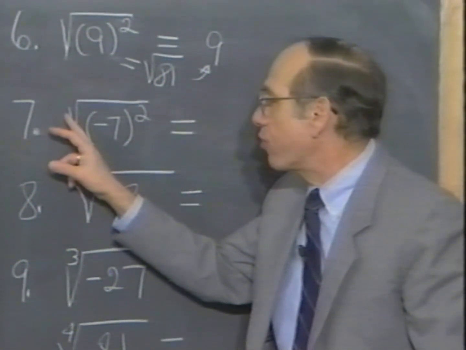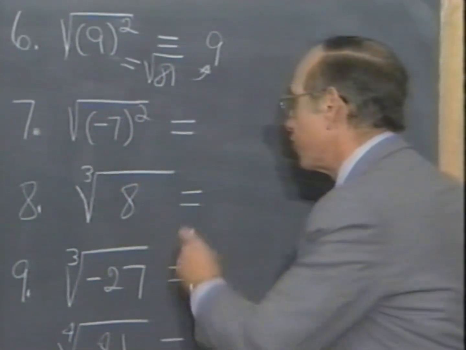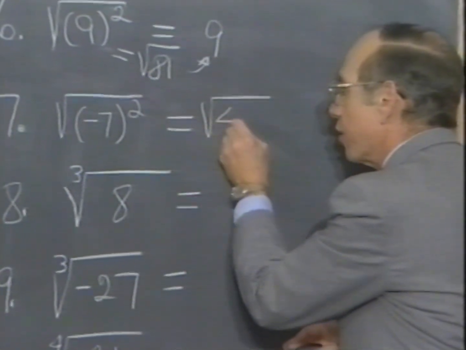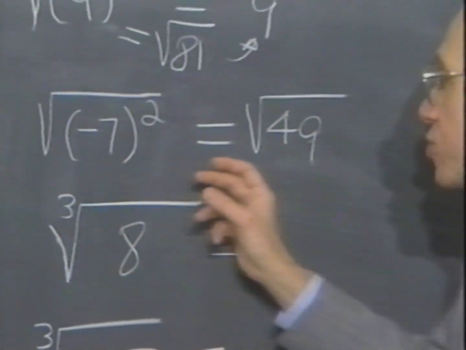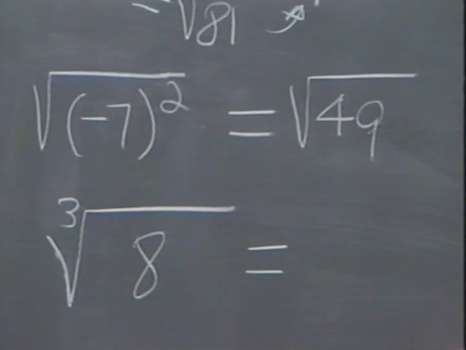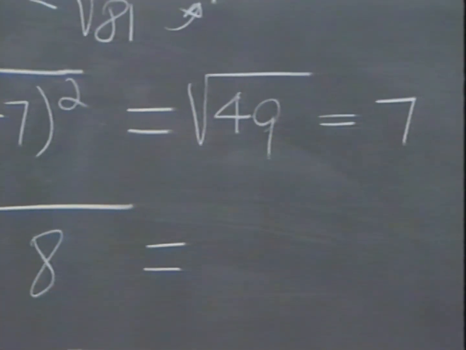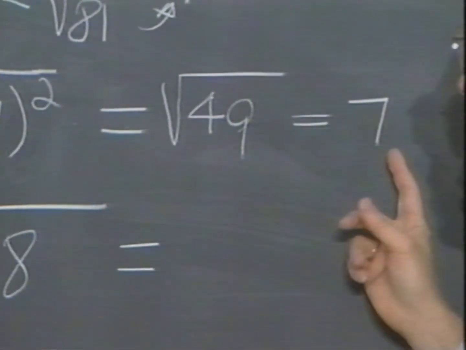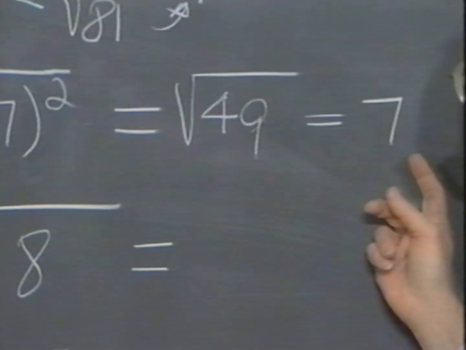But you see, our rule says, first of all, that you should do what's inside the parentheses first. So this is really the square root of plus 49. Minus 7 times minus 7 is plus 49. Since there's a plus sign out in front, the square root of 49 is simply plus 7. So the square root of minus 7 squared is plus 7. And that's kind of a strange result, but you're going to have to get used to it.